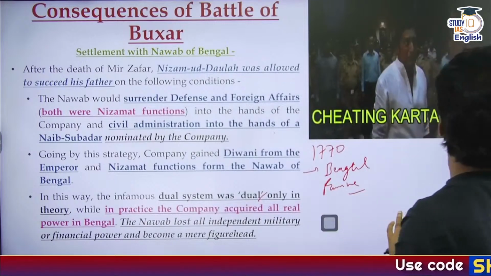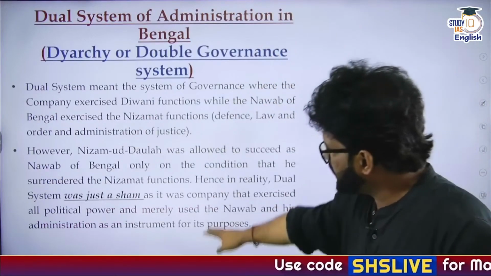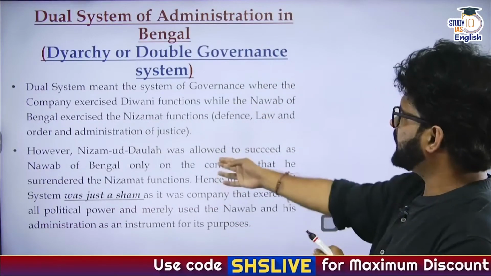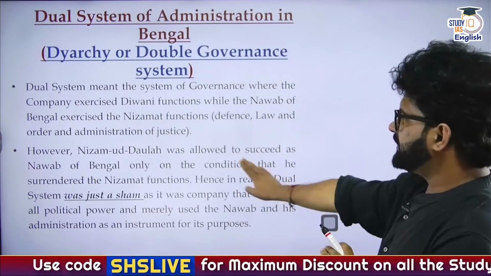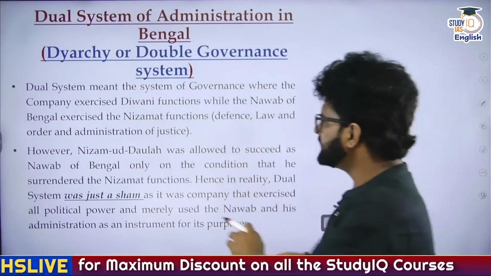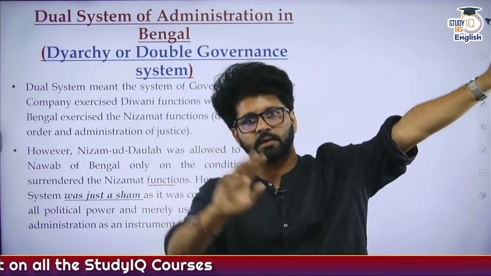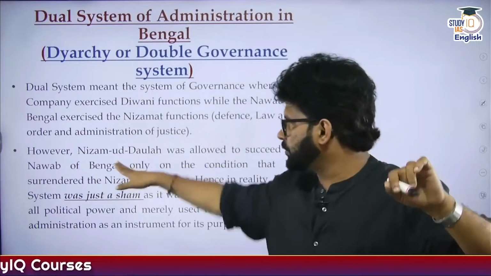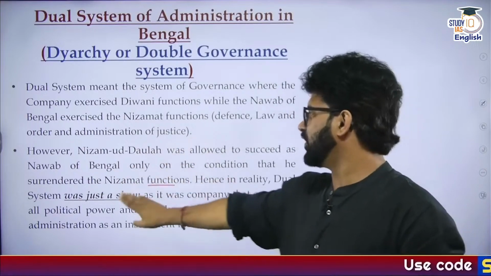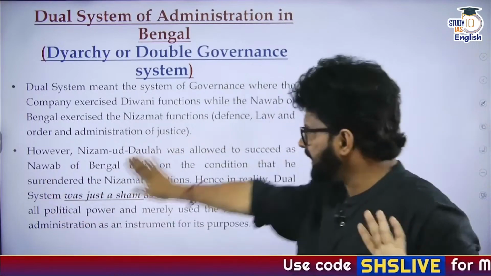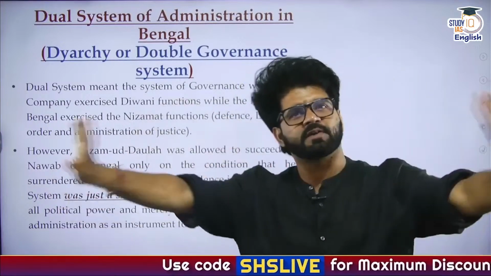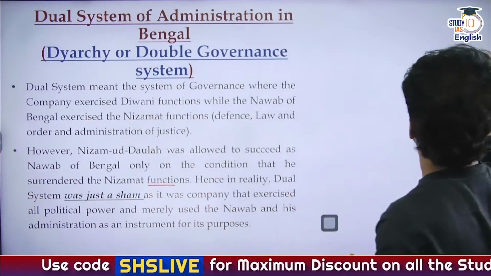So these are some points which you have to keep in mind. Dual system, here we are discussing the dual system, what it is. Nizam-ud-Dawla was allowed to succeed as Nawab of Bengal only on the condition that he surrendered the Nizamat function. So that's why we are saying that Diwani, they took from Shah Alam II, and Nizamat, they took from Nizam-ud-Dawla, and that's why this dual system is a sham or a scam or a facade, whatever word you want to use.